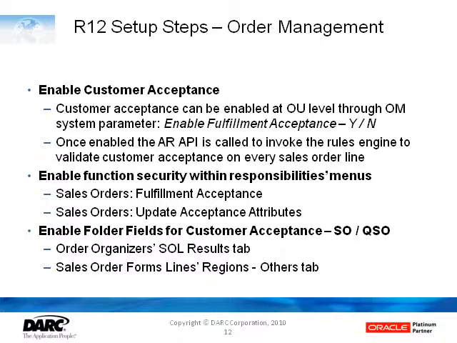Another setup that is a nice to have for your users, in terms of their ability to view data and process it relative to customer acceptance, is enabling the customer acceptance fields within the appropriate folders. Both the sales order and the quick sales order organizer and lines both have the fields to be added in their menus. On the sales order form line regions, both in quick and standard, this information is housed in the Others tab.